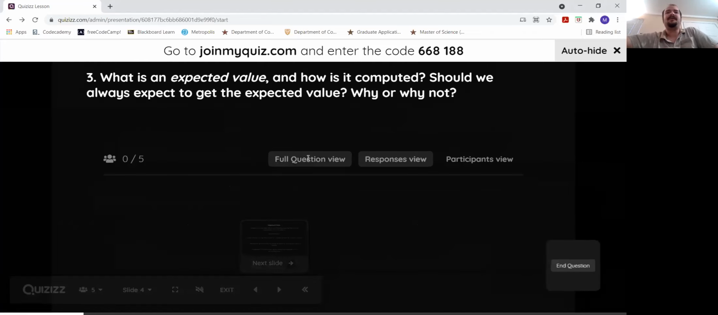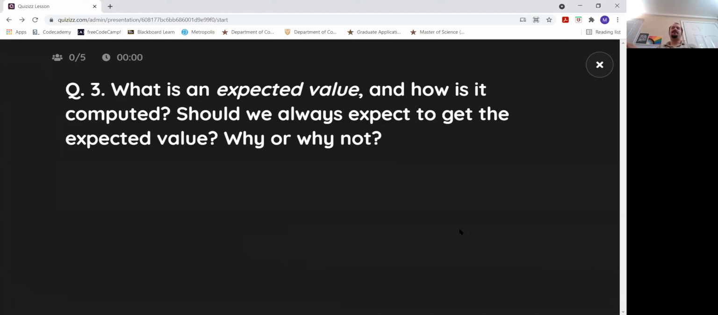Okay, so what is expected value and how is it computed? Should we always expect to get the expected value? Why or why not? Y'all don't have to type this stuff in if y'all just want to talk about it. I feel like it'd be quicker, but if y'all want to type stuff in, I guess it's fine too.